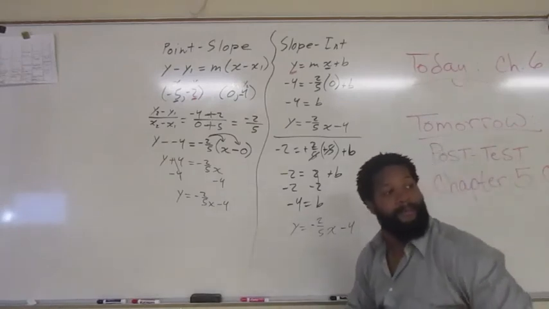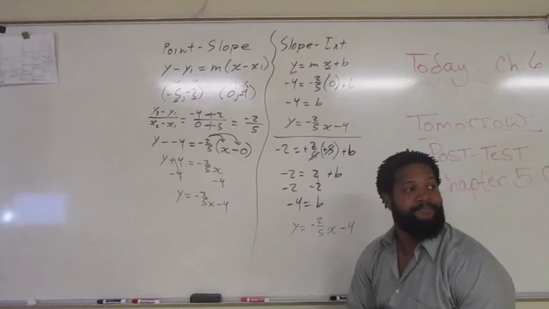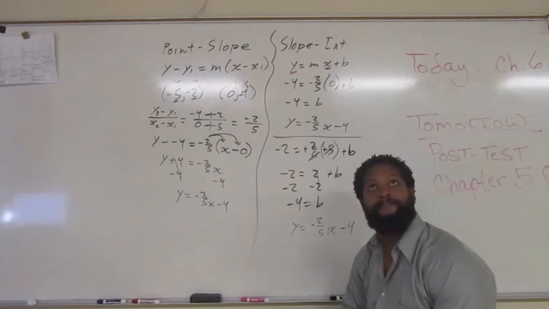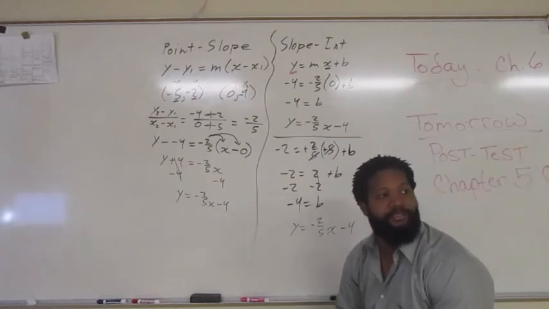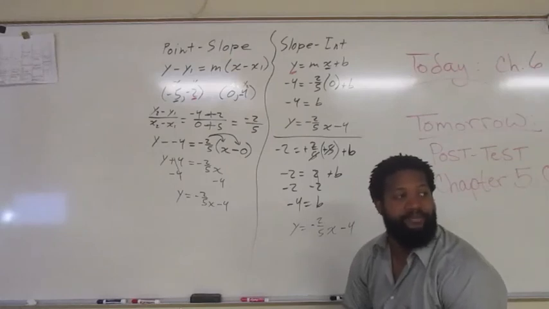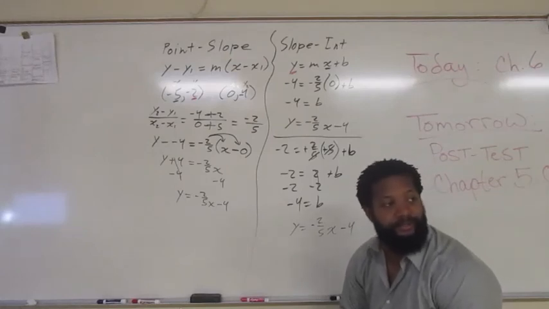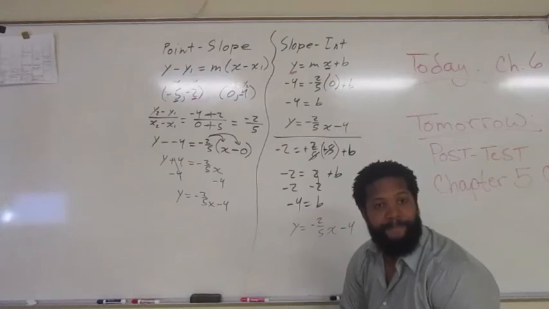See, that's easier. Is it possible to get a fraction for your b? I think so, yes. It is possible to get a fraction for your b. Okay? What if the 5 wasn't a 5? Like, what if it was a 3?